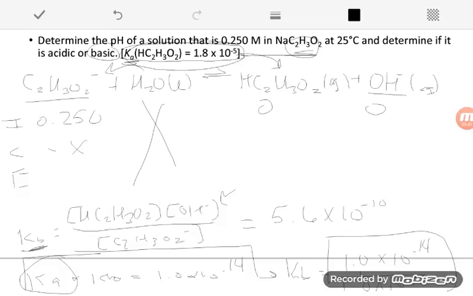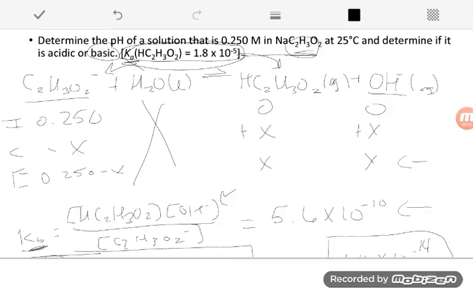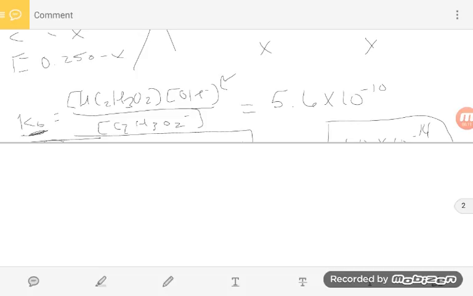I'm going to use up x and produce x of my products. So at equilibrium, I'm going to have 0.250 minus x, and I'm going to have x here and x here. And now we should recognize this as the equilibrium problem we've done a bunch of times before. So we have this Kb expression here. We have these, so we can just go ahead and plug this in. So I'm going to scroll down, give us some more room.